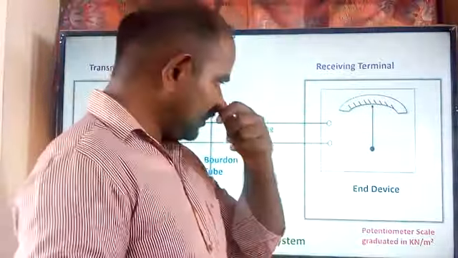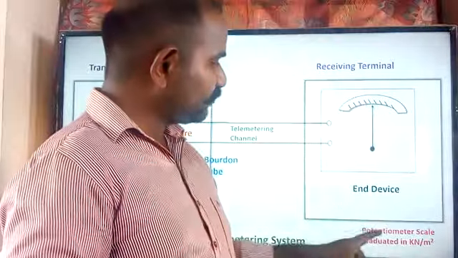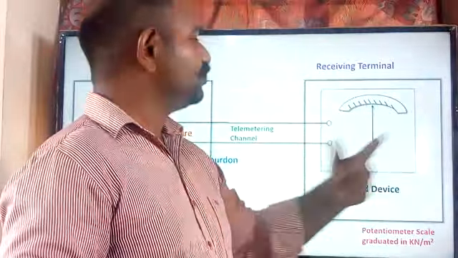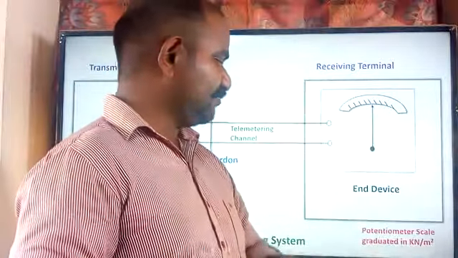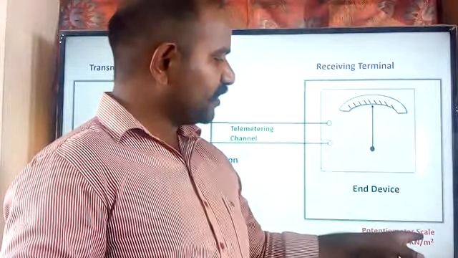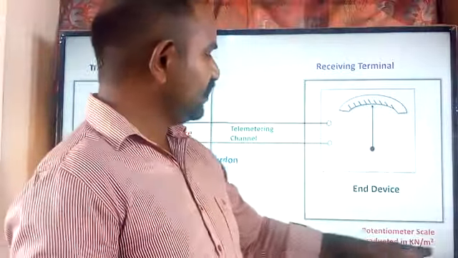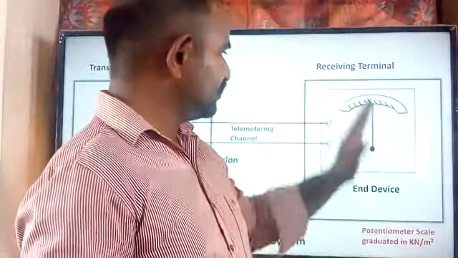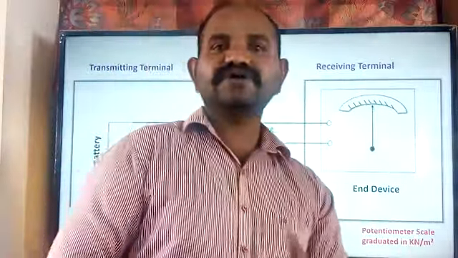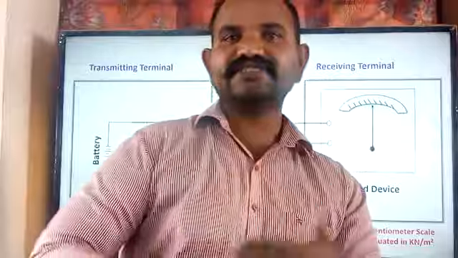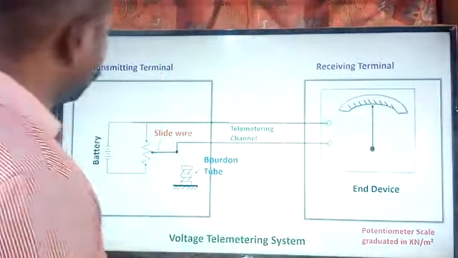The potentiometer which we are using over here is tuned in such a way that it displays the information in terms of pressure, which is kilo Newton per meter square. So this is the pressure scale. This potentiometer is tuned to give the pressure readings. That is the main intention of the end device. Now let us go for the analysis.